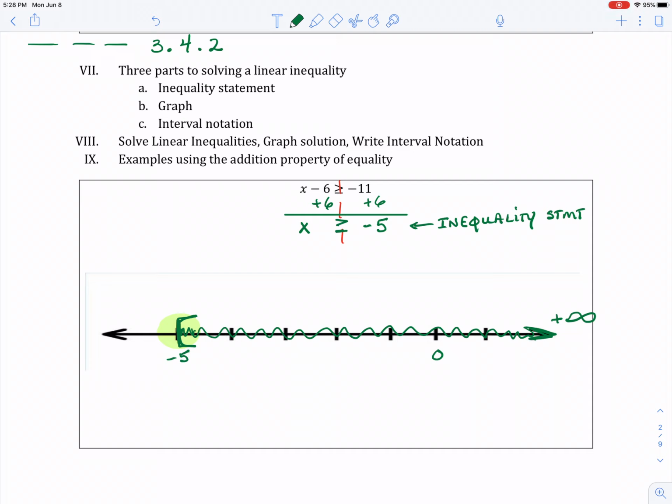So I have the inequality statement. I have here the graph on the number line. And the third thing I want to show you is the interval notation. Oops, sorry, that's not right. It doesn't go to 0. It goes all the way out to positive infinity. And remember, with infinity, we always use parentheses. So this is the interval notation. All right, so there we have our 3 components: the inequality statement, the graph on the number line, and the interval notation.